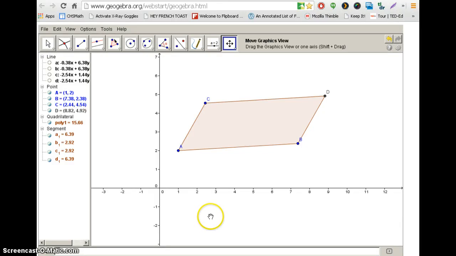Okay, you're going to like this one. We have just proven that opposite sides of a parallelogram are congruent. Now we have to prove that opposite angles are congruent. How hard is that going to be? Well, let's go ahead and make this segment again, this diagonal here.